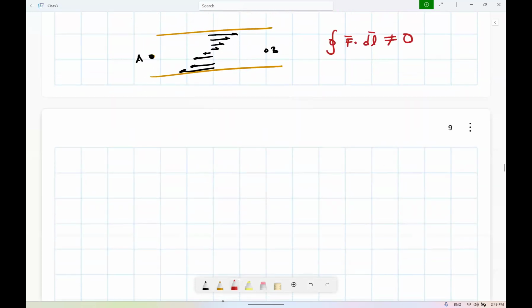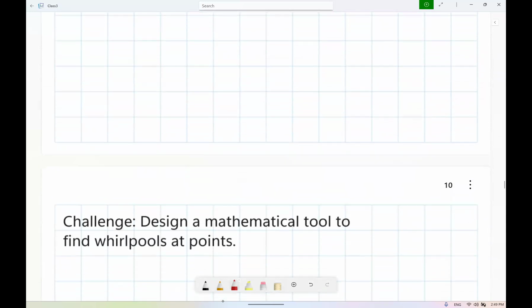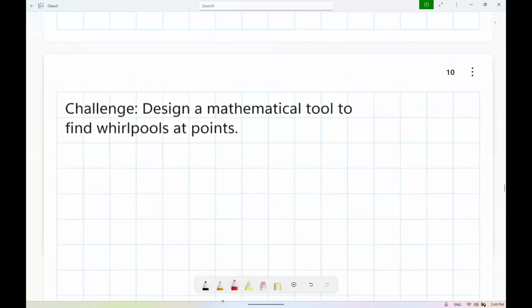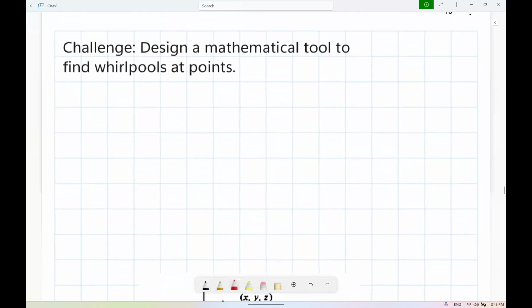All right. So just to finish, I have a second challenge. Design a mathematical tool based on what we know to find whirlpools at points. So, what way would you go?